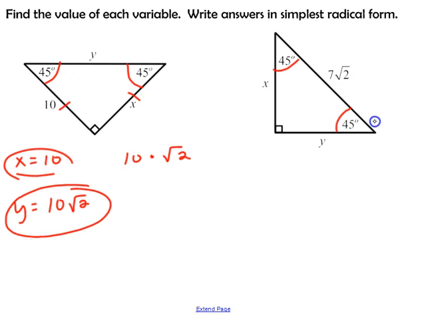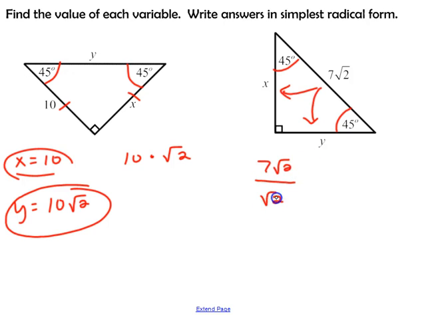In the second example, again we have our 45, 45, 90 triangle, and this time we're given the length of the hypotenuse. So if we took the leg and multiplied it by the square root of 2 to get the hypotenuse, we need to do the opposite. Take the hypotenuse, and we want to divide by the square root of 2 in order to get the two legs.